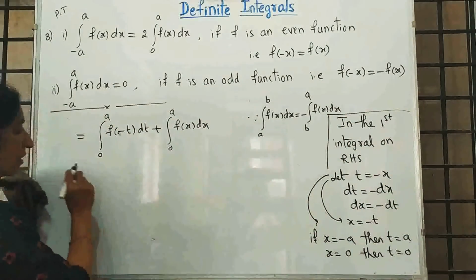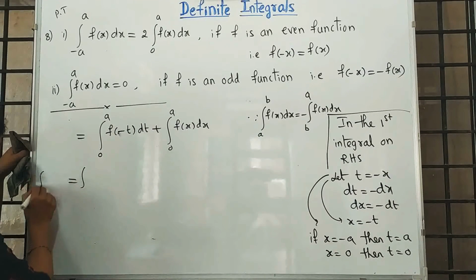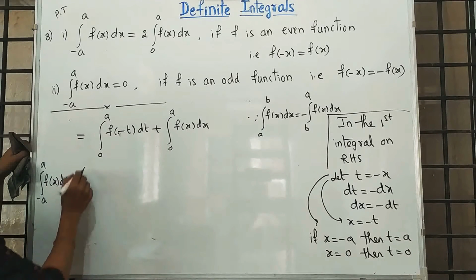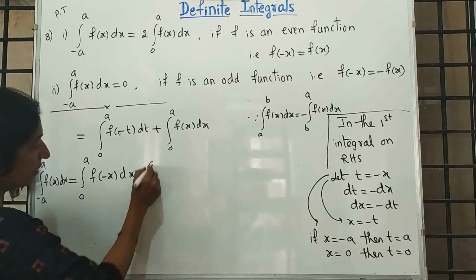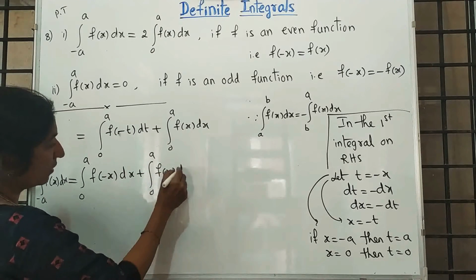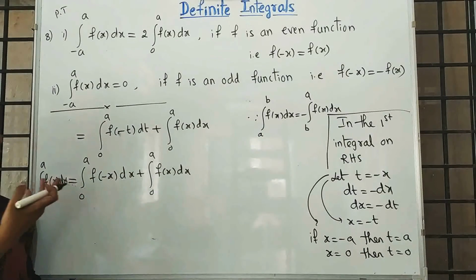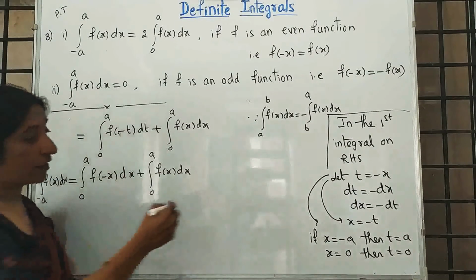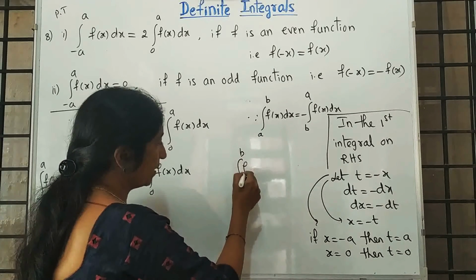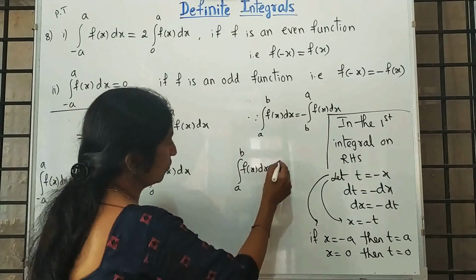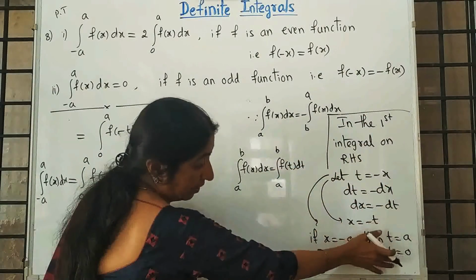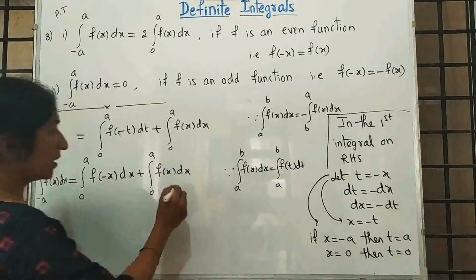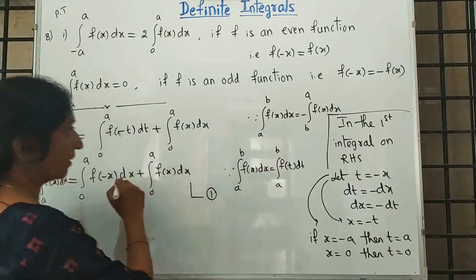That property we used. Next, I am writing here the left side as it is, integral from minus a to a, f of x dx. This is integral from 0 to a, f of minus x dx, plus integral from 0 to a, f of x dx. The student will ask, madam, on the top it is t, now you are writing x. Yes, we have one property: integral from a to b, f of x dx is equal to integral from a to b, f of t dt. Don't use this substitution, we are using this property. Let us call this equation 1.